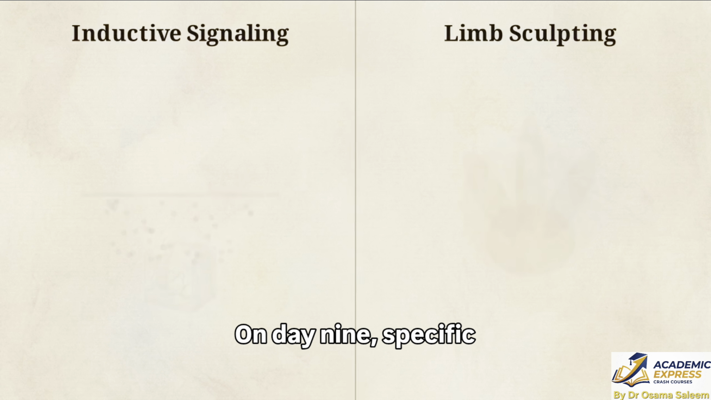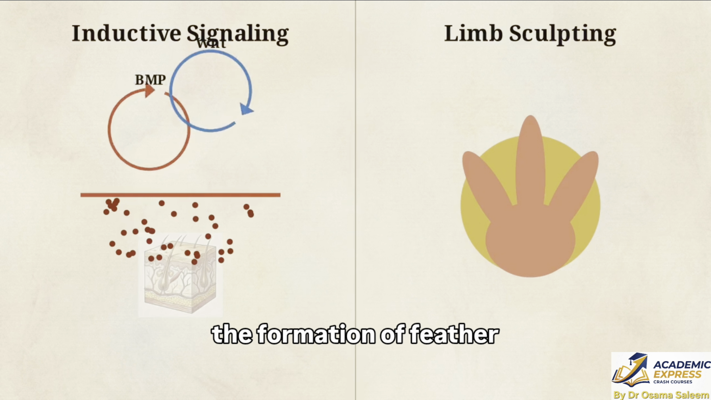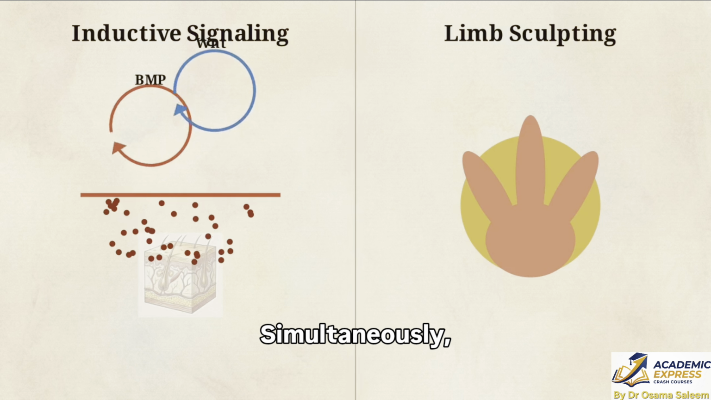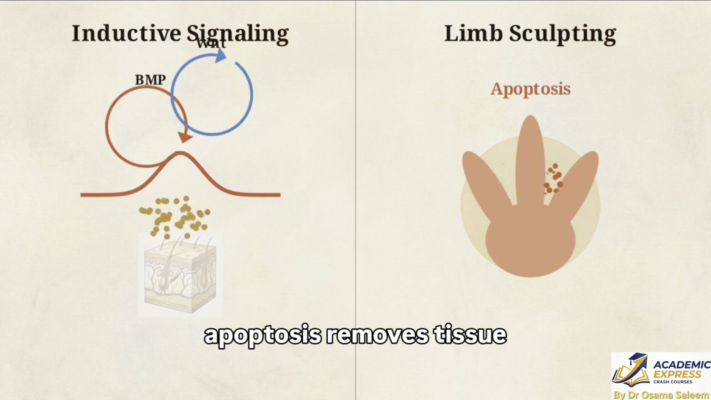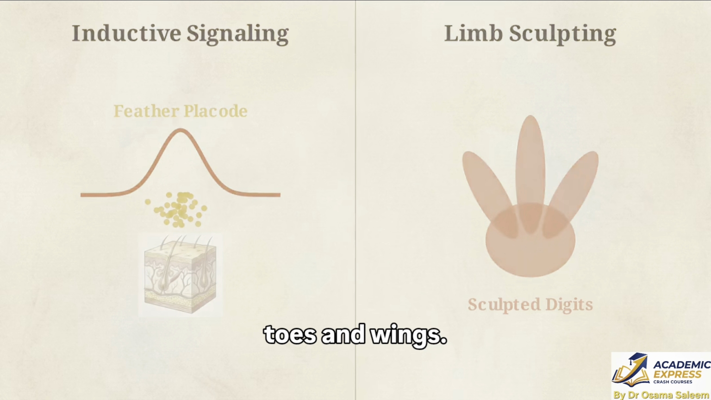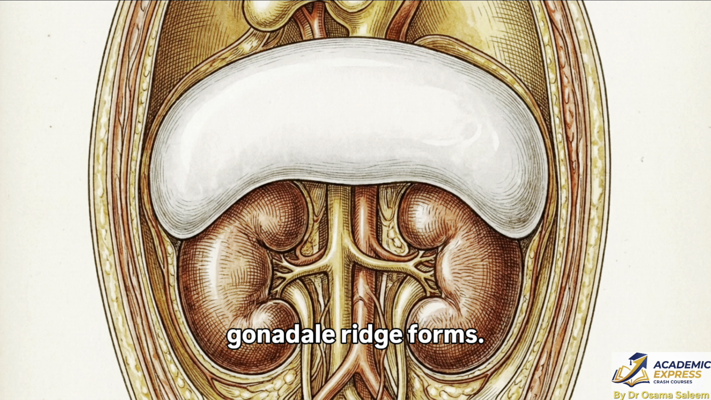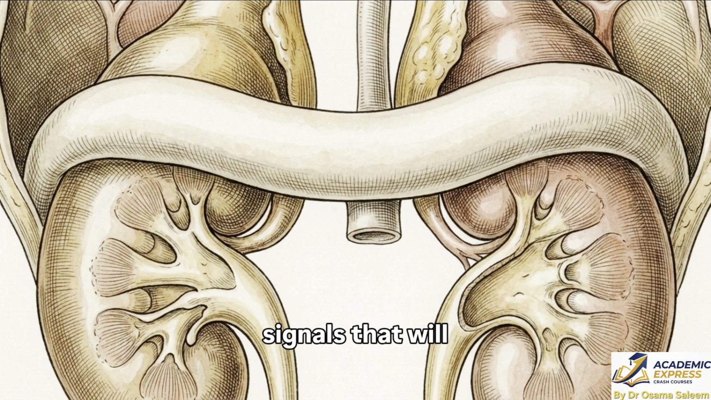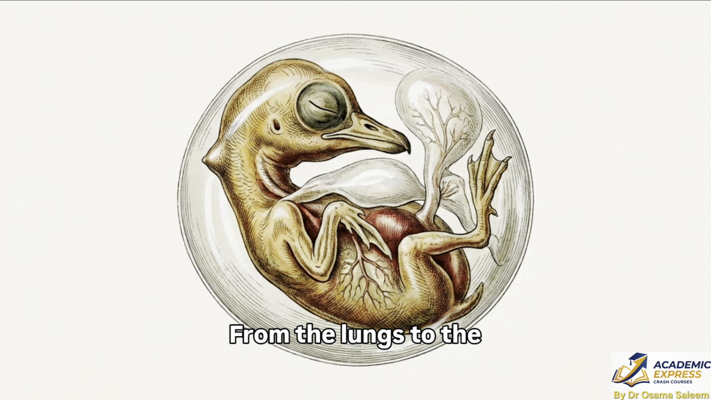On day 9, specific signaling loops trigger the formation of feather placodes on the skin. Simultaneously, programmed cell death, or apoptosis, removes tissue between the digits to sculpt the individual toes and wings. In the abdomen, the gonadal ridge forms. At this stage, it remains indifferent, waiting for the hormonal signals that will determine its development as either ovaries or testes. From the lungs to the feathers, these anatomical features are sculpted through localized chemical signaling and the precise removal of excess cells.